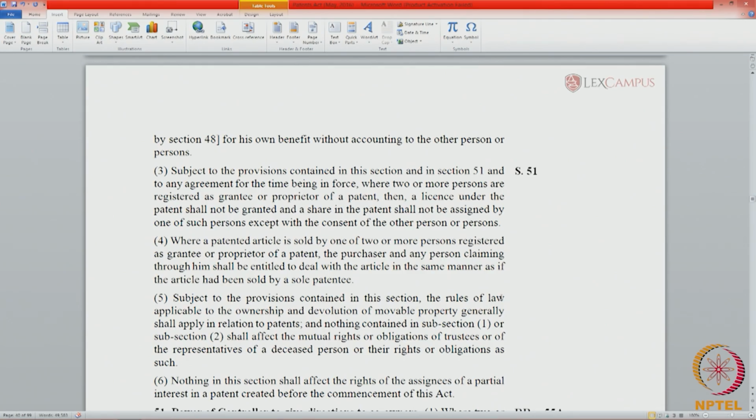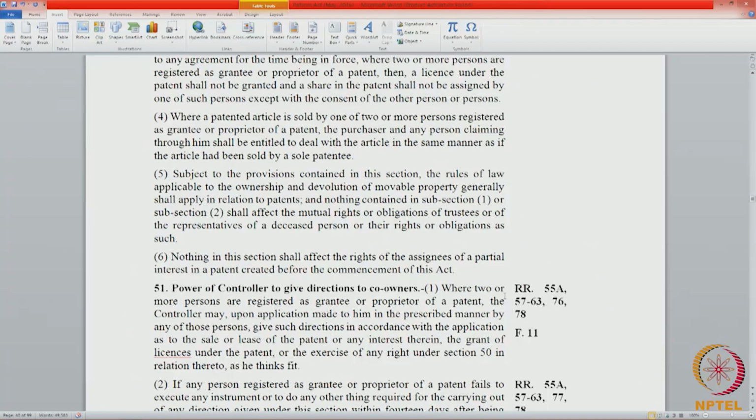Where a patented article is sold by one or more persons registered as grantee or proprietor of a patent, the purchaser and any person claiming through him shall be entitled to deal with the article in the same manner as if the article has been sold by the sole patentee. Now, if a patented article is sold by one of the two or more registered owners, we come back to the ABC owners. A, B and C are co-owners of a patent, and the patented article is sold by A. A purchaser or any person claiming through him is entitled to deal with the article in the same manner as if the article was sold by a sole patentee.